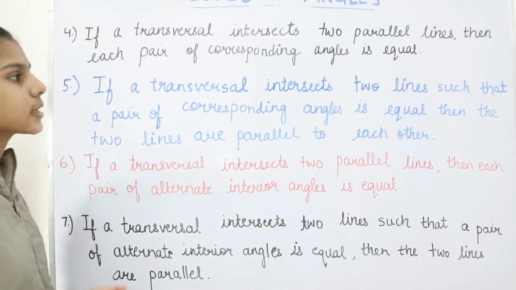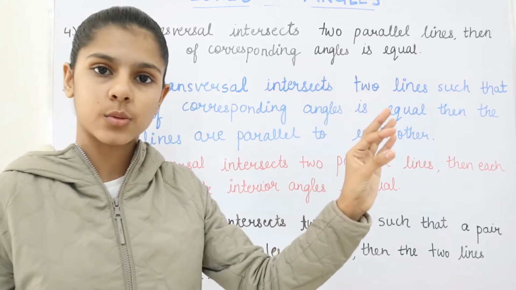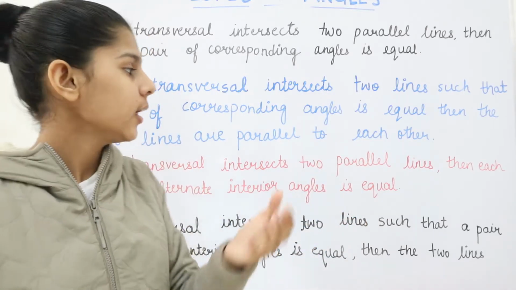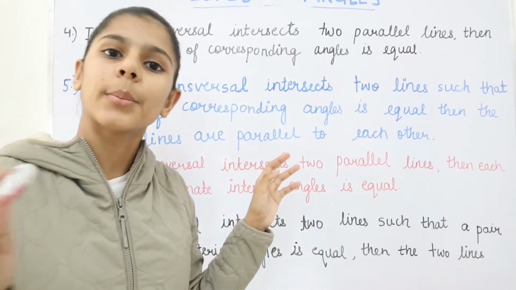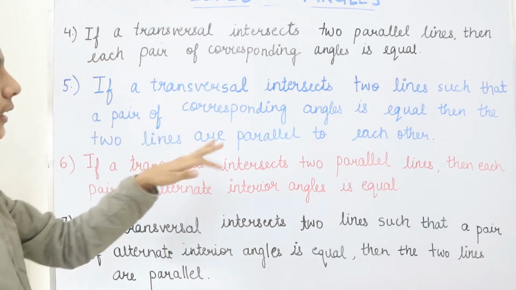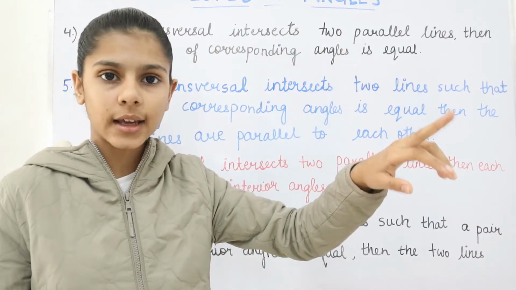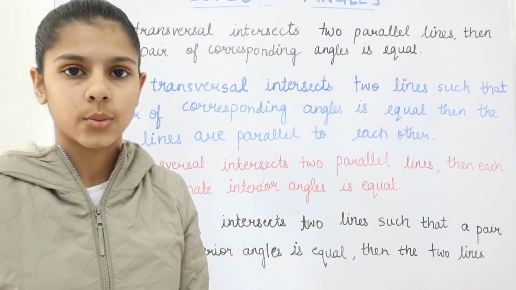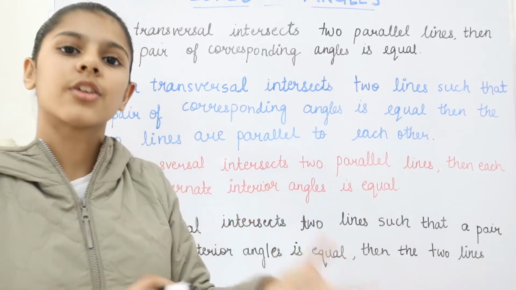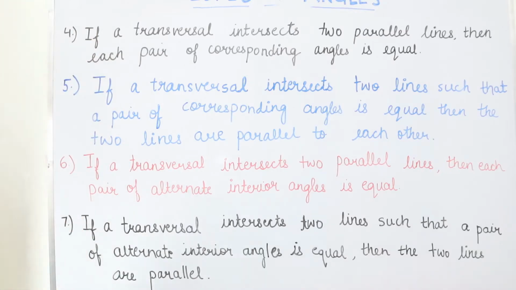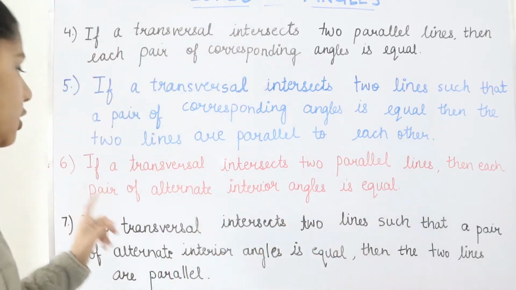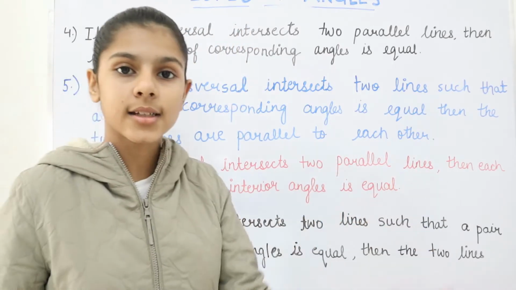Just the difference is this: here they are saying that if a transversal is intersecting two lines and a pair of corresponding angles are equal, then those lines will be parallel. In the fourth rule it is said that if a transversal intersects two parallel lines, then the corresponding angles will be equal. It is just one of the same thing, written in a reversed manner. Then the sixth one is: if a transversal intersects two parallel lines, then each pair of alternate interior angles is equal.